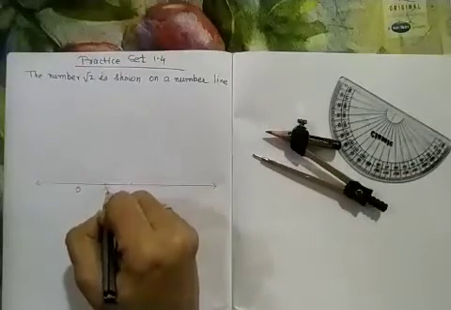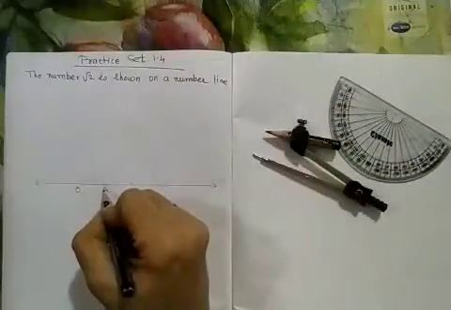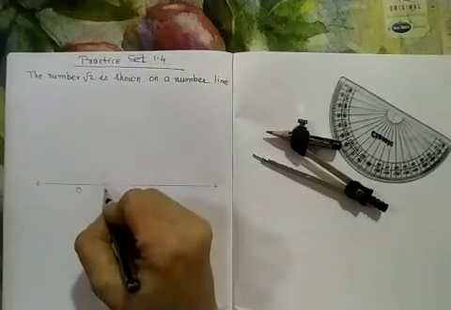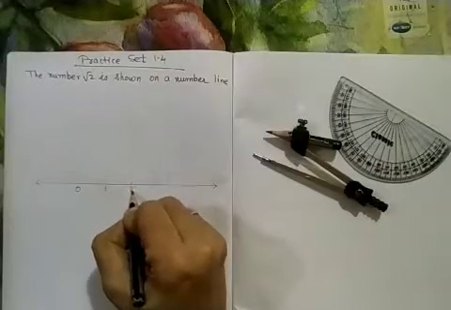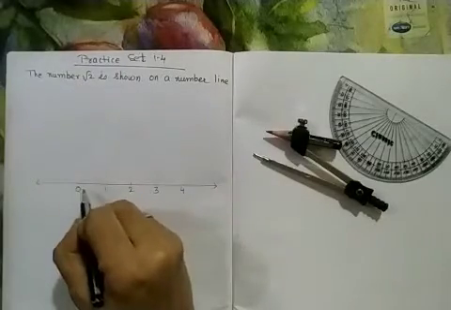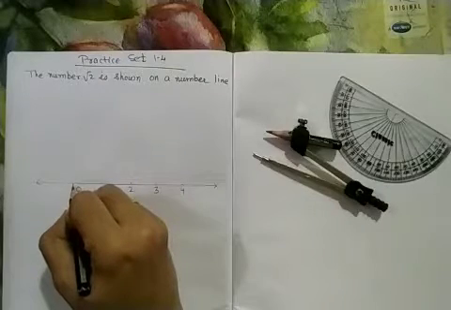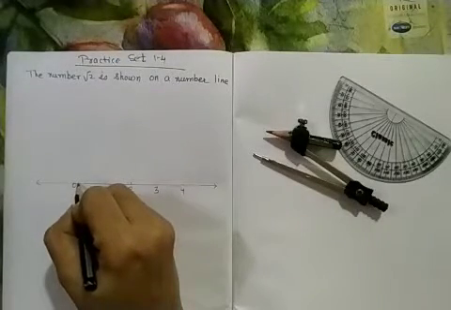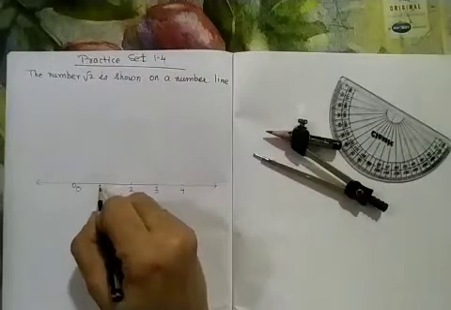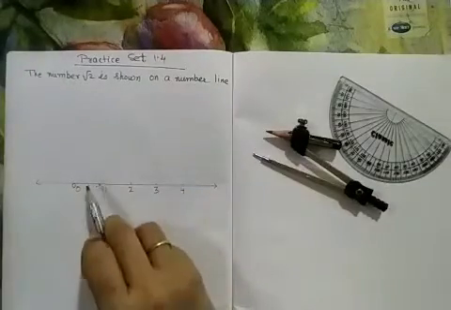Here I am giving the name A. This is 0, and here 1, here 2, 3 and 4, like that. And the distance between these two is 1 unit. The point of coordinate 0 we are giving the name O, and here 1 I am giving the name A. Now this is 1 unit.